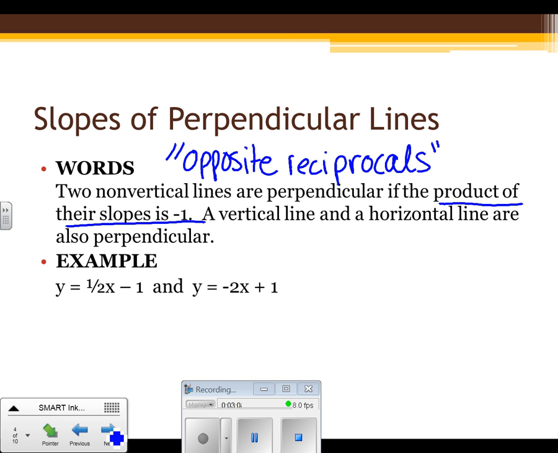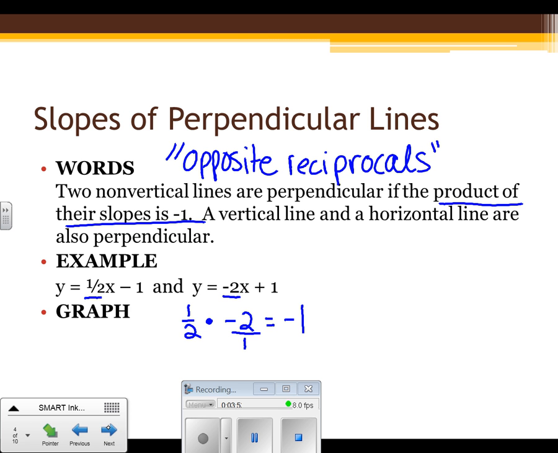So an example here, y equals 1/2 x minus 1 and y equals -2x plus 1. If we look here at the slopes, we have 1/2 and we have -2. If you take 1/2 and -2 and you find the product, which means you multiply them, you end up with -1. You also can see here that if you had -2 as a rational number, it would be -2/1. They are opposite reciprocals. We know 1/2, the reciprocal is 2/1, and since 1/2 is positive, the opposite is -2/1. That's where you get opposite reciprocals.